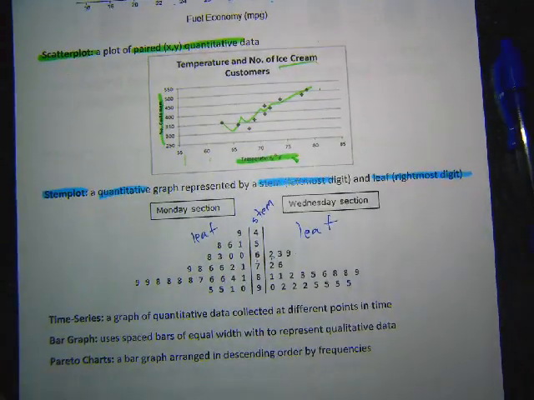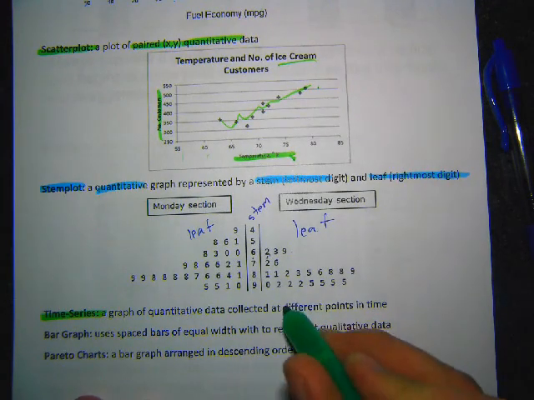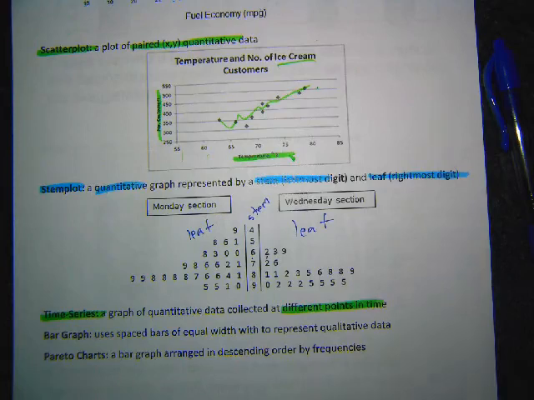Next thing we have is a time series. So time series is when you graph quantitative data at different points in time. So the data is based at points in time. So you might graph the temperature over a number of hours throughout the day, and then you can see the temperature vary throughout the day. That'd be a time series.